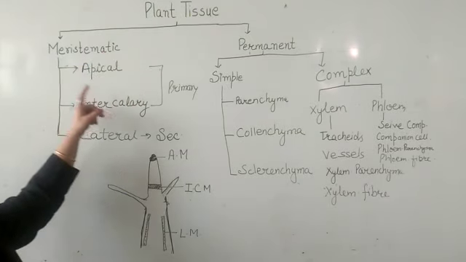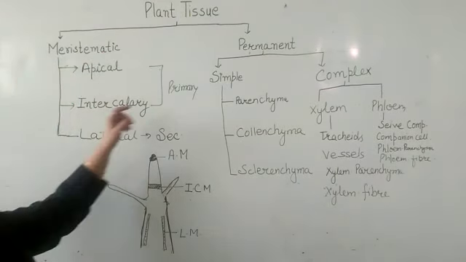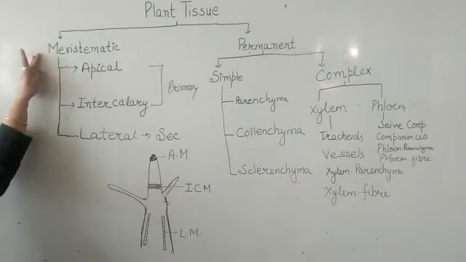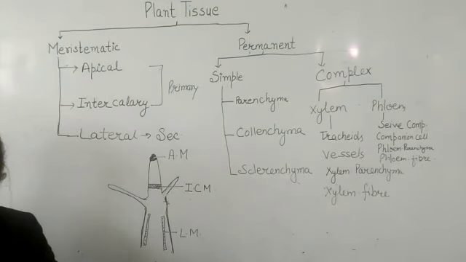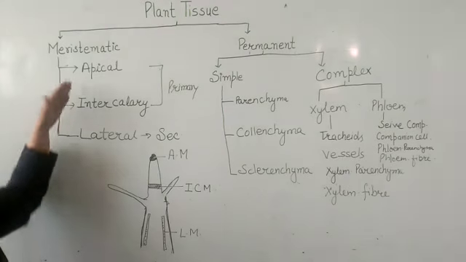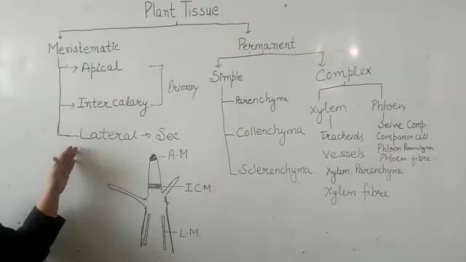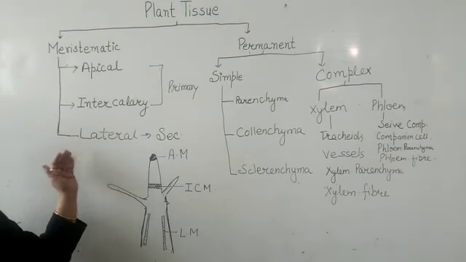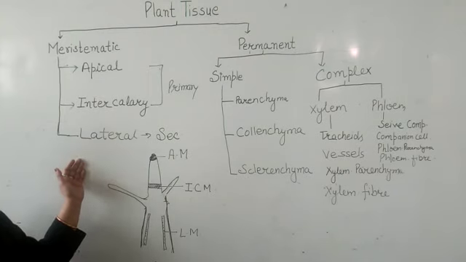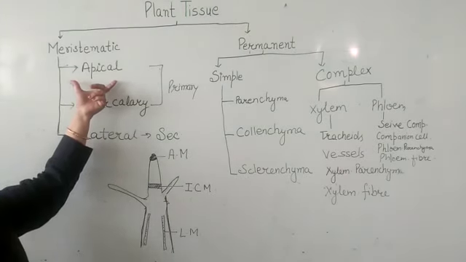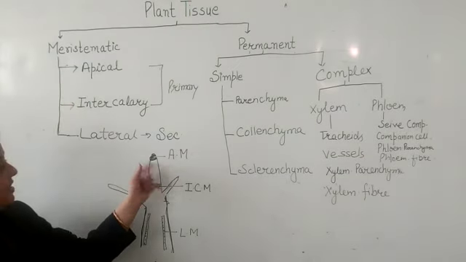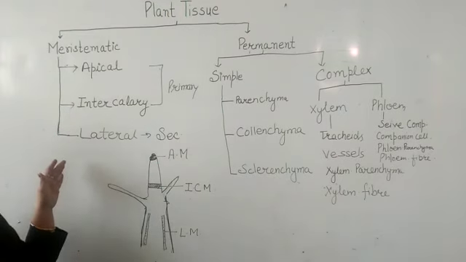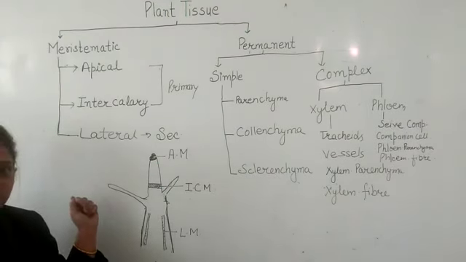Plant tissue is further divided into two types, meristematic and permanent. Meristematic tissues are those plant tissues which keep on dividing throughout their life. There are further three types of meristematic tissues: apical meristematic tissue, intercalary meristematic tissue, and lateral meristematic tissue. Apical meristematic tissue is present on the root and the shoot tips. So basically this classification is on the basis of location of the meristematic tissue.